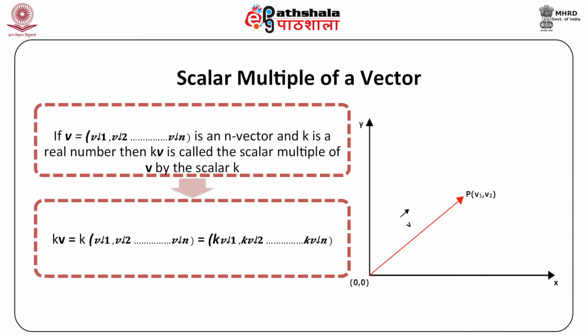Scalar multiple of a vector. If v is equal to (v1, v2, right up to vn) is an n-vector and k is a real number, then kv is called the scalar multiple of v by the scalar k. The scalar multiple kv is the n-vector whose components are k times the corresponding components in v. That is, kv is equal to k(v1, v2, right up to vn), which is equal to (kv1, kv2, right up to kvn).